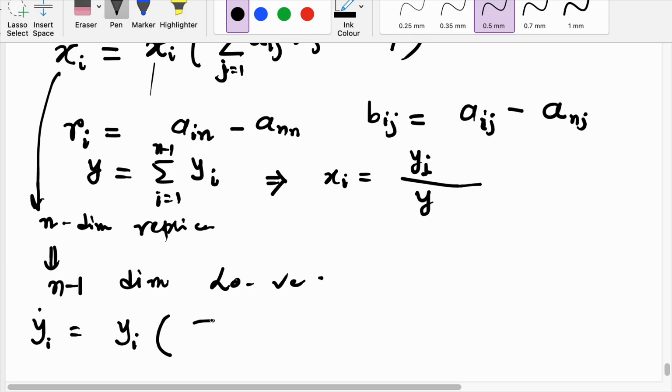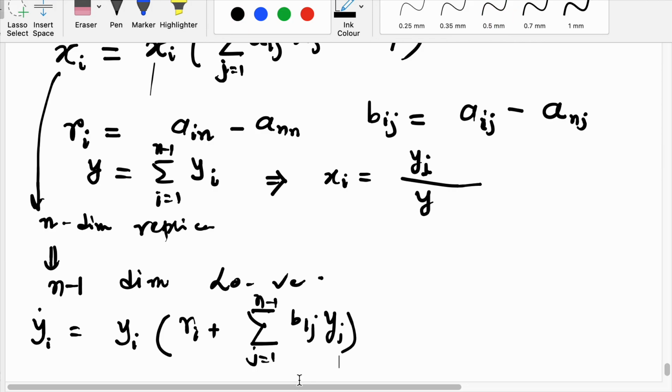yi is ri plus summation of j equal to 1 to n minus 1. So now it is going to n minus 1, that means only n minus 1 species are interacting with each other. So j, so that's it. Why is the connection important?